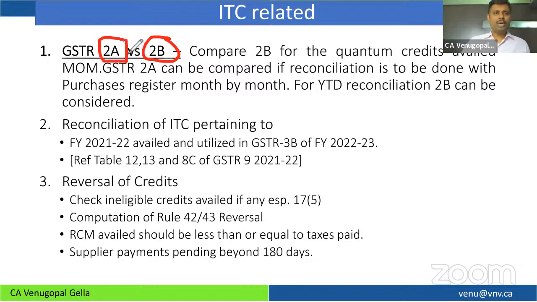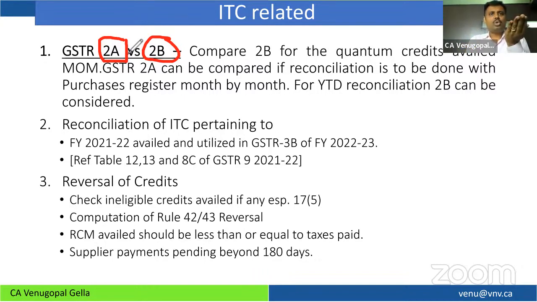2A will give you purchases for the month. 2B will give you credits for the month, the credits that you are eligible to take. See, on a longer horizon, both 2A and 2B will match. But on a short duration, in 1 month, 2B will be higher.